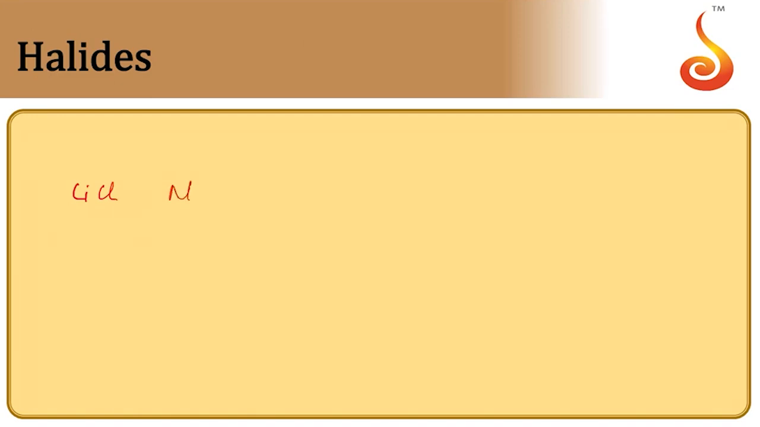Say lithium halide means lithium chloride, then sodium chloride, then potassium chloride, then rubidium chloride, then comes cesium chloride. We have taken all chlorides here. First one: the compound which has the highest lattice enthalpy. Lattice enthalpy depends upon Coulombic force of attraction. So the smaller the size of the cation, the higher the lattice enthalpy.